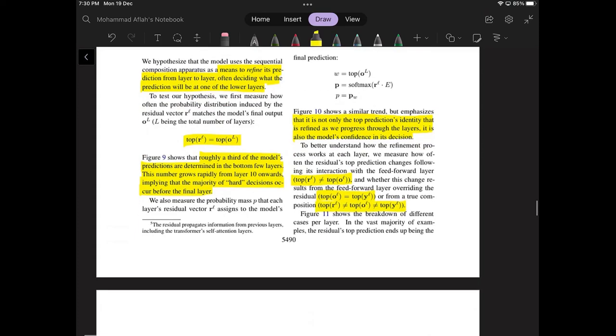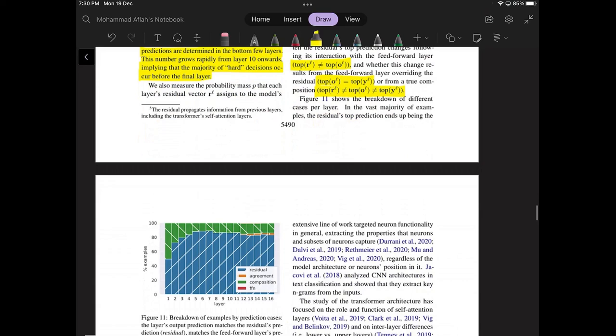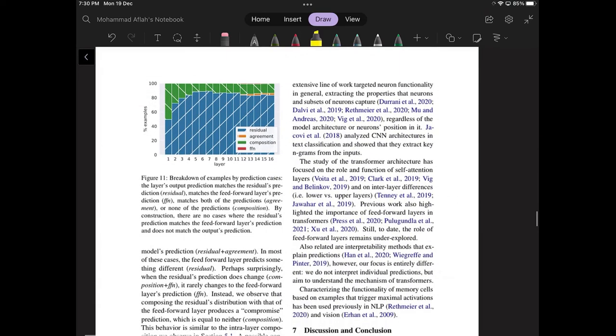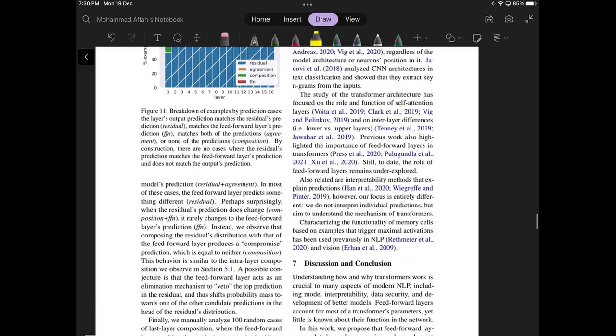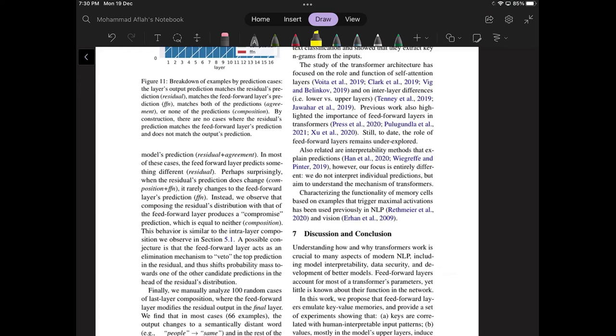Figure 11 shows a breakdown of different cases per layer. In the vast majority of examples, the residual's prediction ends up being the model's prediction. In most of these cases, the feed-forward layer predicts something different. Perhaps surprisingly, when the residual's prediction does change, it rarely changes in the feed-forward layer. Instead, we observe that composing the residual distribution with that of the feed-forward layer produces a compromise prediction which is equal to neither.